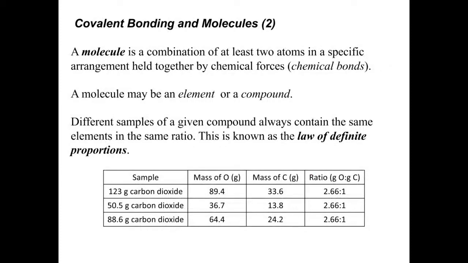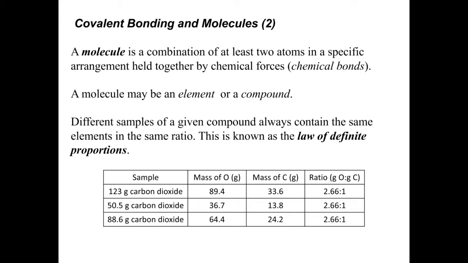A molecule, similar to a compound, basically the same thing, is a combination of at least 2 atoms in a specific arrangement held together by chemical forces, what we call chemical bonds. A molecule can be either an element, meaning it's just one type of atom, or a compound, meaning it's more than one type of atom. We talked about this a little bit at the beginning.